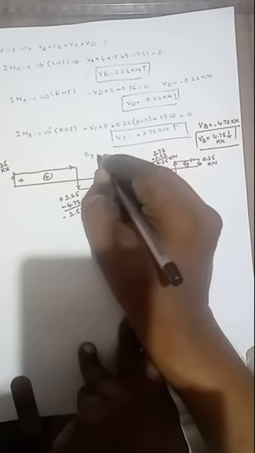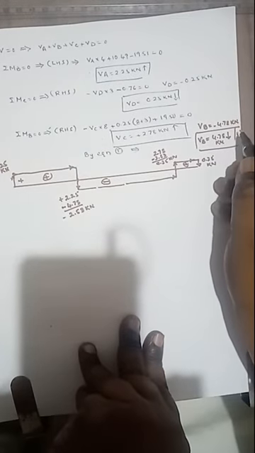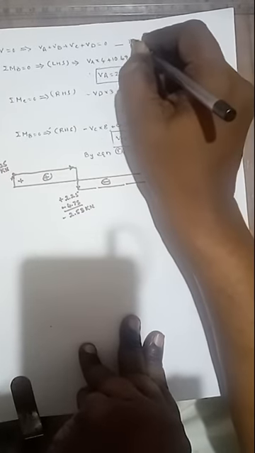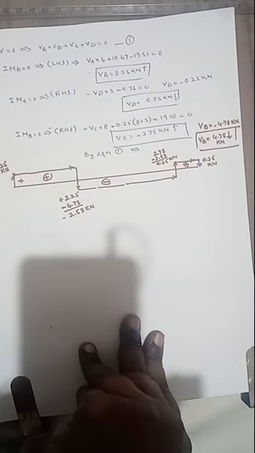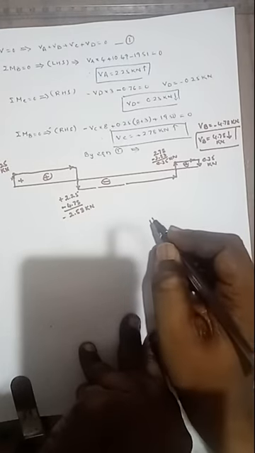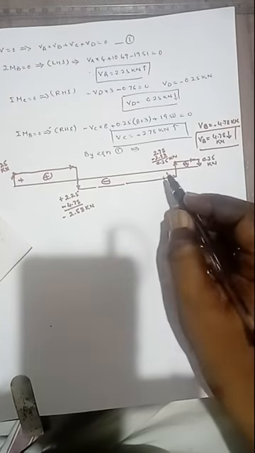Then by substituting the values of VA, VD and VC in equation 1, we will get VB equals minus 4.78. That means VB equals 4.78 kilonewton in downward direction. Now we have got the values of VA, VB, VC and VD. VB is downward, 4.78 kilonewton. Here this one is VC, that one is 2.78 kilonewton.